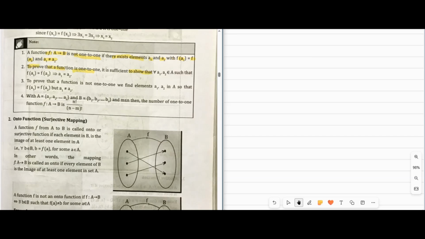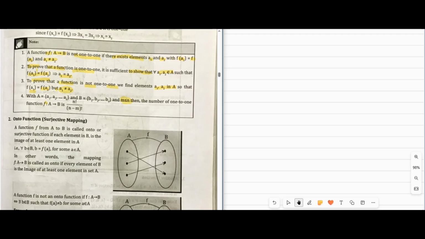It is sufficient to prove that if a1 and a2 belong to A such that f of a1 equals f of a2, then a1 equals a2. To prove that the function is not one-to-one, we can just prove there exist a1, a2 in A so that f of a1 equals f of a2 but a1 is not equal to a2.